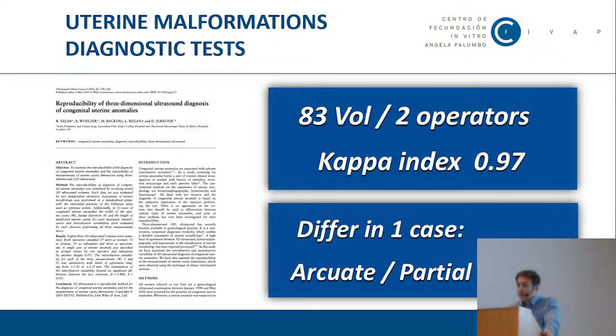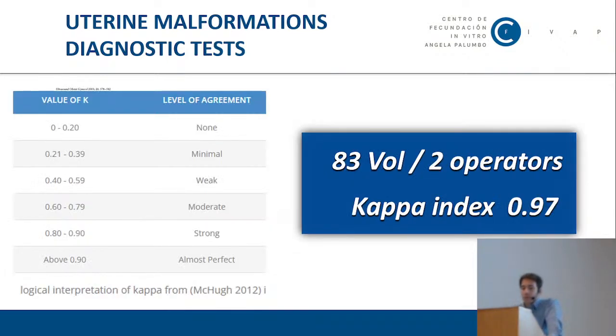In this study, Salum analyzed the reproducibility of 3D with 2 operators, and they found the kappa index was 0.97. That's really good, because when we have a kappa index above 0.9, in this case 0.97, the level of agreement is almost perfect. So we have a very good reproducibility.